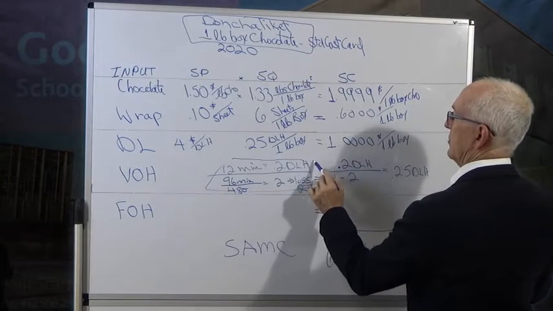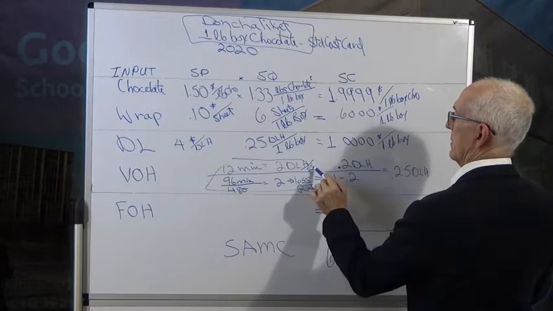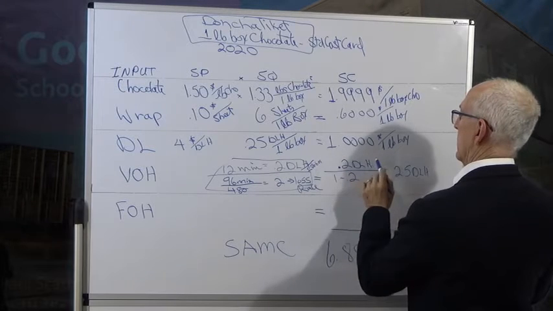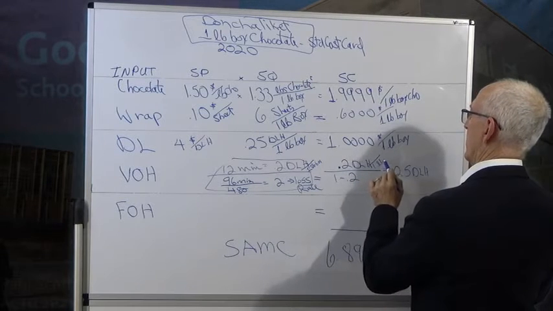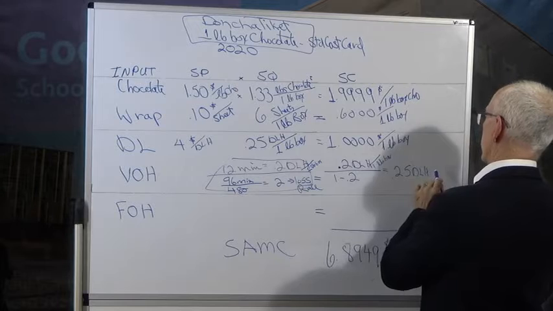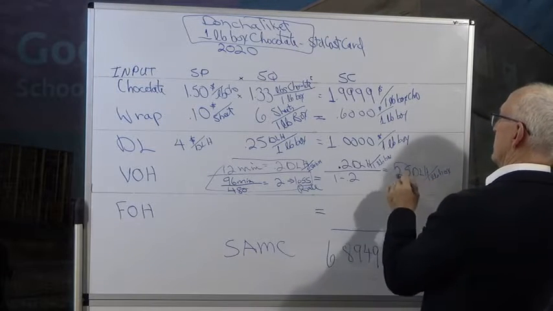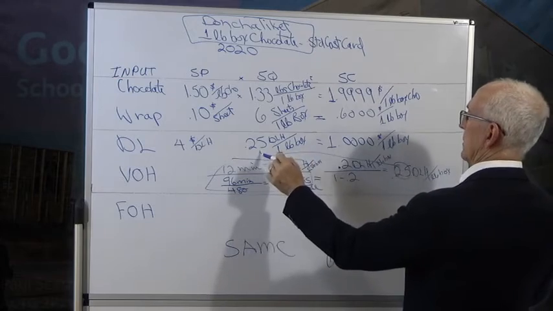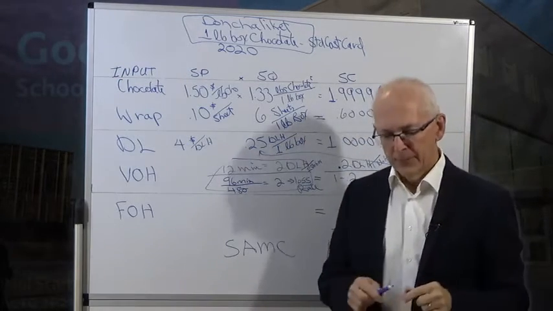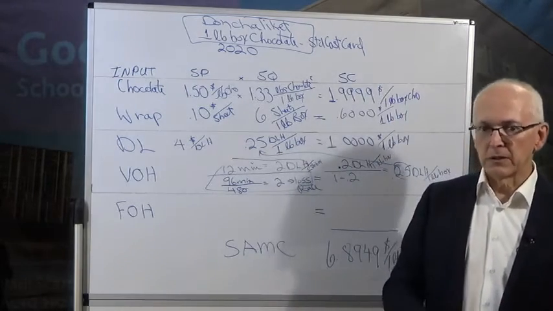And I made a mistake. This is DLH per 1 pound box. This is the number that goes in there. So that's conceptually, there's no trick there.